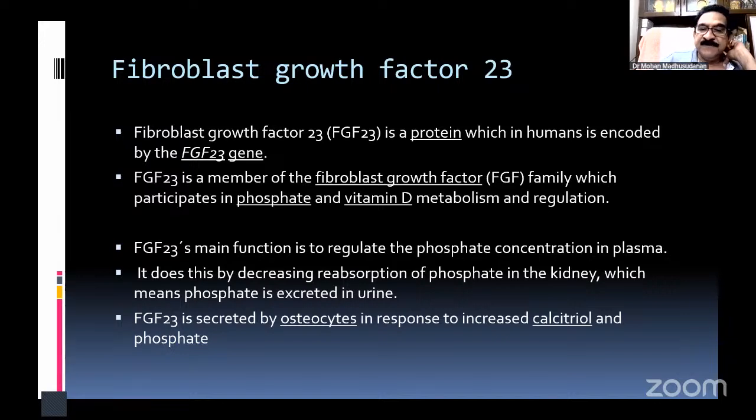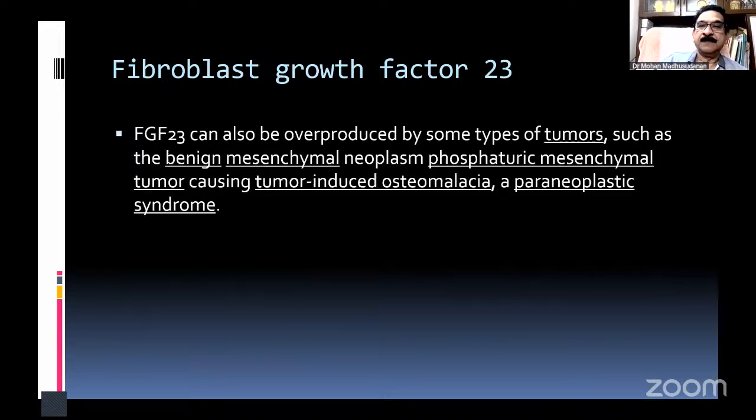It is secreted by osteocytes and responds to increased calcitriol and phosphate. Now, this is an important factor. It can also be produced by certain types of tumors, such as benign mesenchymal neoplasm, phosphaturic mesenchymal tumor, causing tumor-induced osteomalacia, a paraneoplastic syndrome.